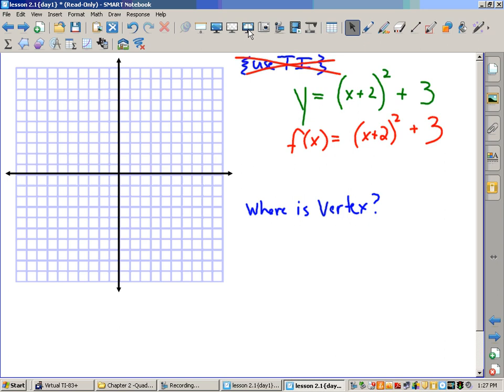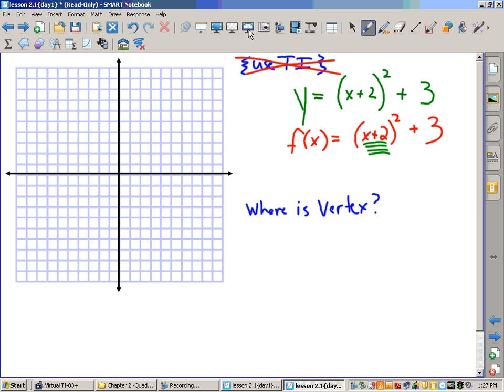I will tell you one thing right away. Order of operations tells you to deal with parentheses first. You deal with the x plus 2 first. You can't square it first. What does the x plus 2 do in our transformations? Oh, there we go. Okay, we finally get a move. Left and right. Does this move it to the right or does this move it to the left?